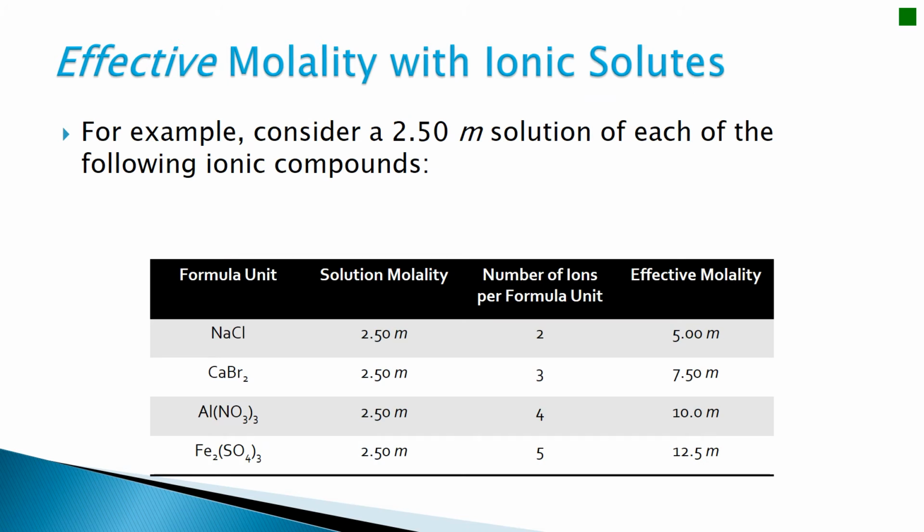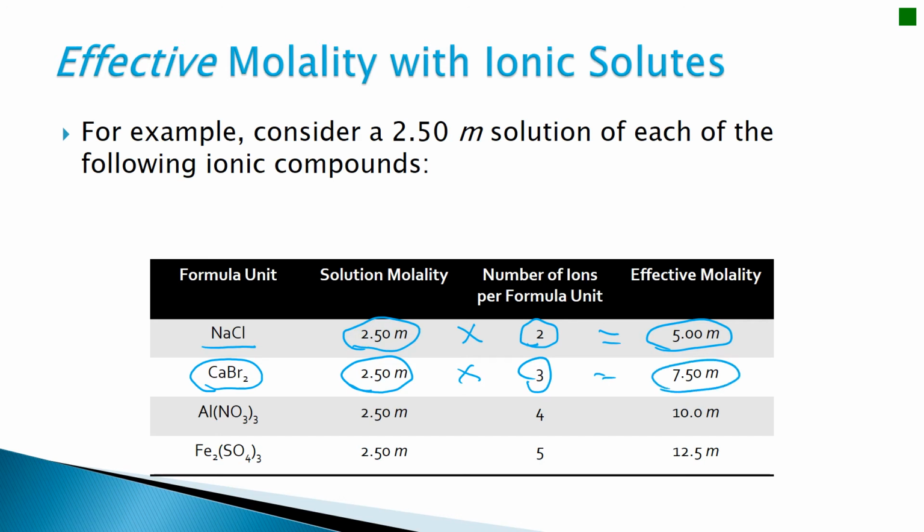If you had a 2.5 molal solution of NaCl, NaCl is going to give off 2 ions. So you multiply, and its effective molality is 5.0 molal. CaBr2, let's say its solution molality is 2.50, but its number of ions will be 3, so its effective molality is 7.5 molal.